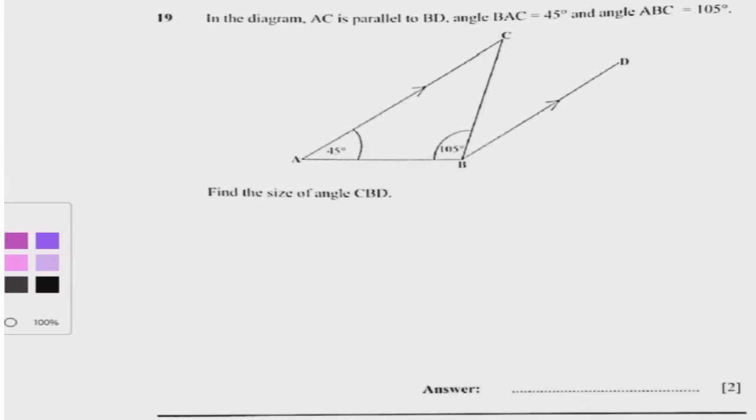The angle that is in question is this angle. Okay, so what we do now is we come up with strategies to find this angle. As you can see, these two lines, AC and BD, are parallel lines. That means they are not going to meet. And then we can treat this line, which is BC, as a transversal line.